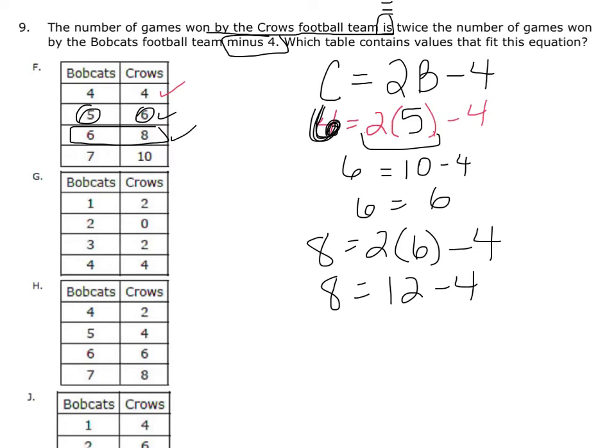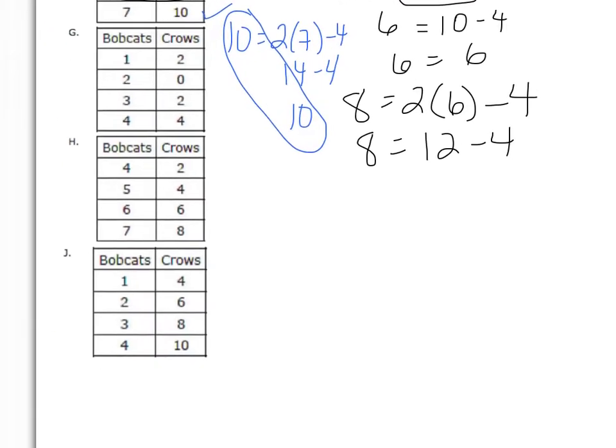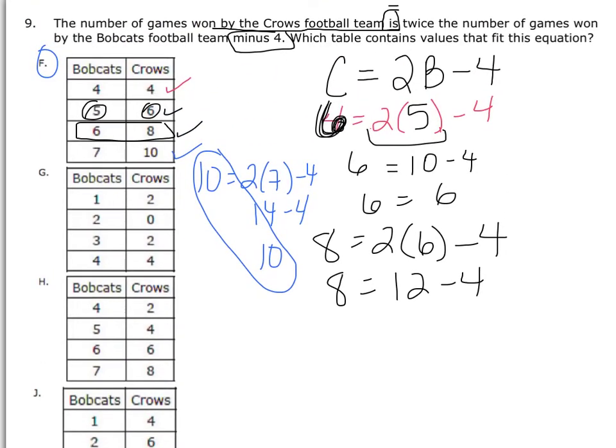And then my next one, I'm going to do 10 equals 2 times 7 minus 4. 2 times 7 is 14. Take away 4 is 10, and that's what they said it was going to equal. So actually F is what works on that one. So that one was pretty good. Next question's on the next page, I guess.